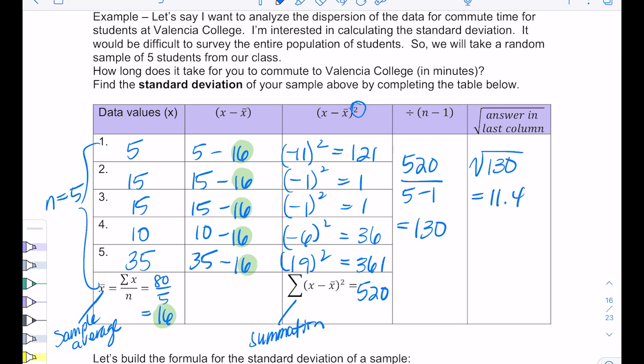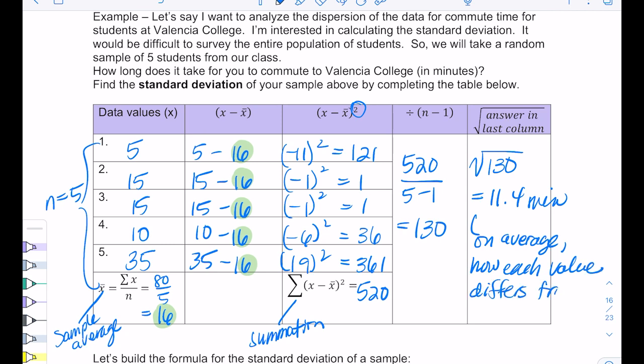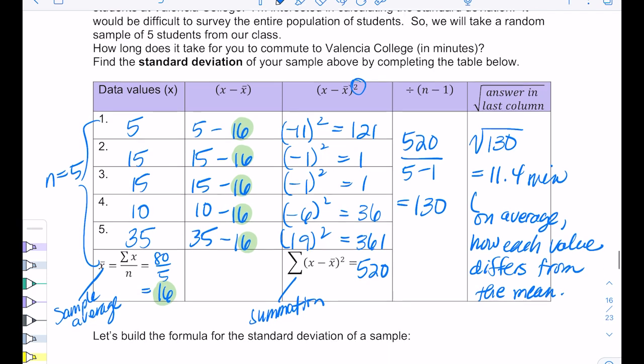And the label we use for standard deviation is the same as the label for the data. So the data represented minutes it takes to get to school. So this would be 11.4 minutes. So what does that mean? It means that on average, how each value differs from the mean. So on average, each of those data points is 11.4 minutes from the mean, typically.